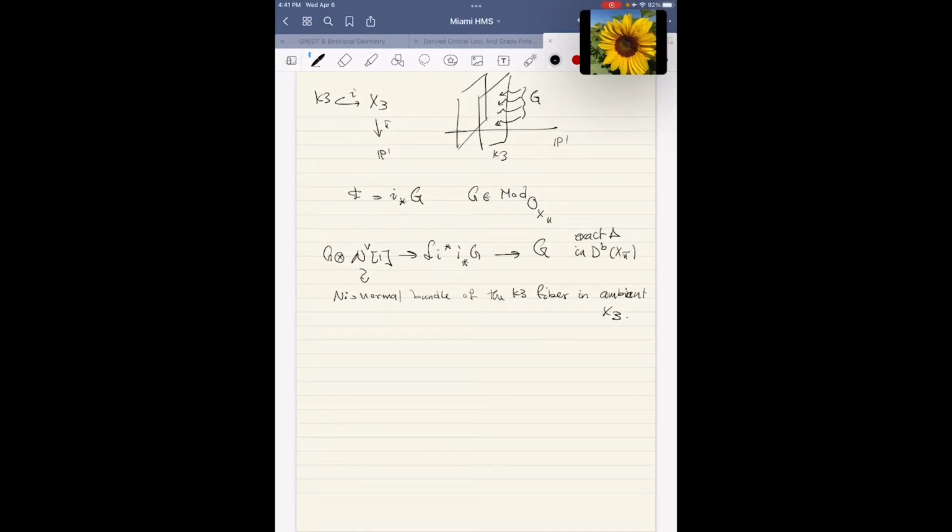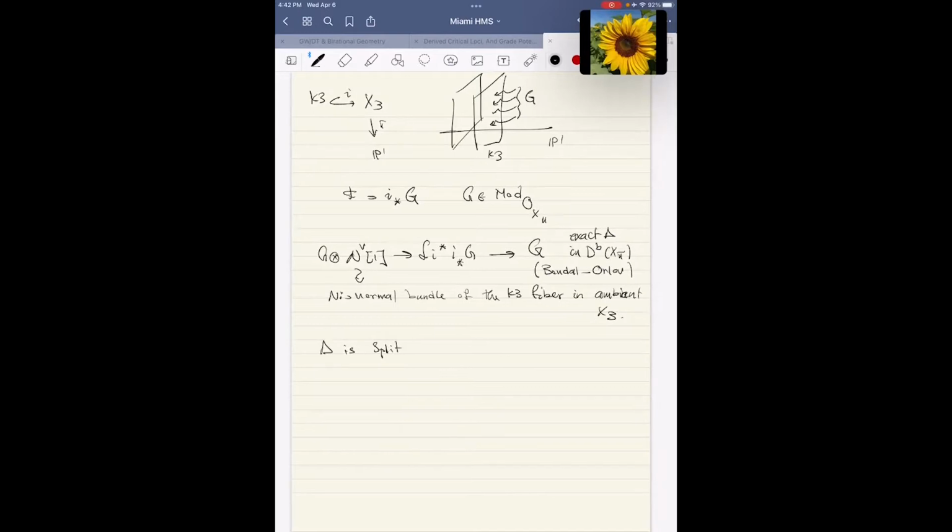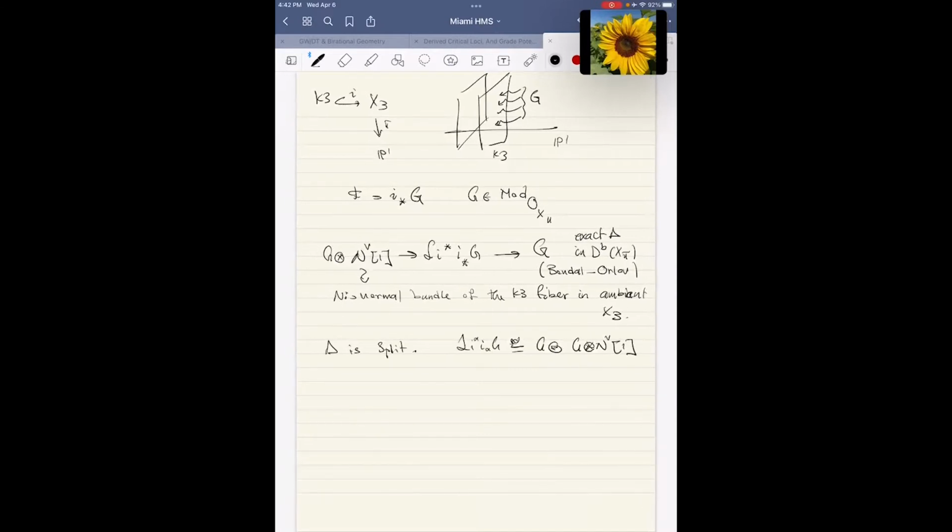Okay, so this is an exact triangle in the bounded derived category of the fiber of this K3 fibration, and this is due to Bondal and Orlov. They show that this exact triangle always exists for torsion sheaves. Not only that, the exact triangle is split. So in fact, you can see that this is isomorphic to G plus G conormal shifted by 1. Okay, this is the conormal sheaf now, but it has a shift in the derived category.